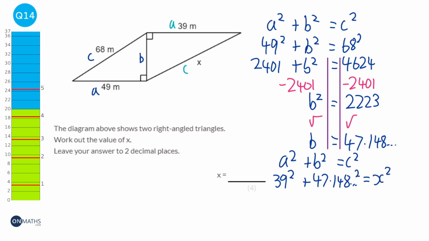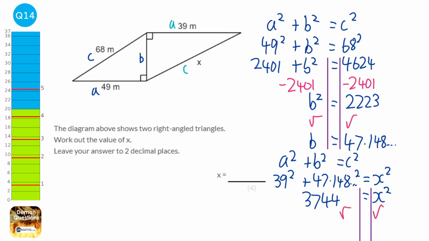Okay, so we need to square that. So we do 39 squared plus 47.148 squared, and that will be 3,744 equal to x squared. And we'll just get our lines in because we need to square root both sides, and we get 61.188... is equal to x. It says it wants two decimal places, so that would be 61.19.